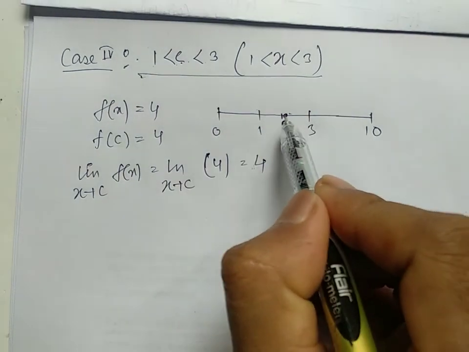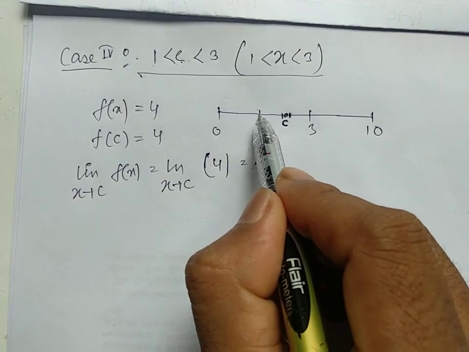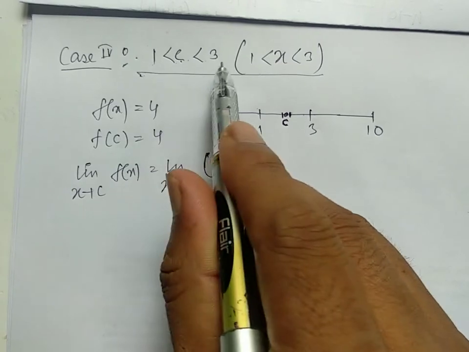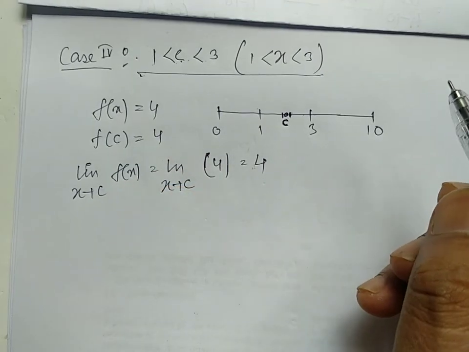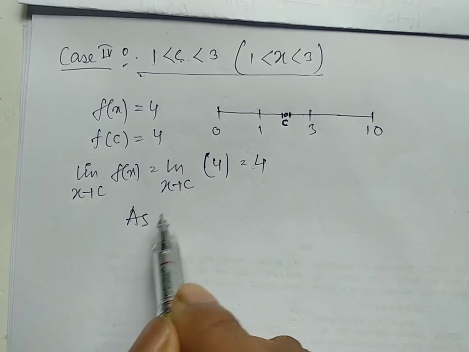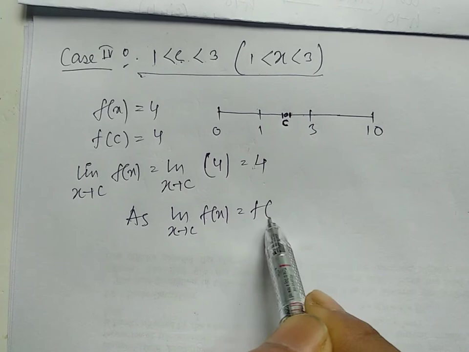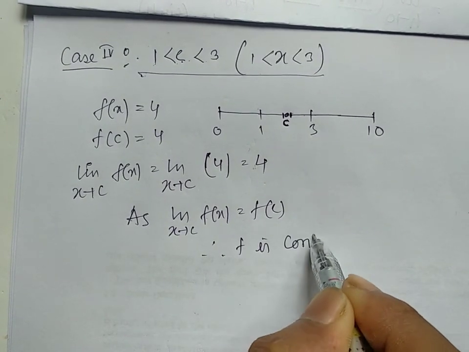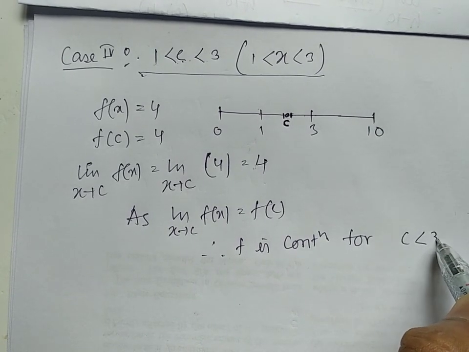If you consider the right hand limit of C, the inequality, that means the expression will lie between 1 and 3. For the left hand limit also, it will lie between 1 and 3. In both the cases, as the expression is the same, that's why we are not supposed to find the right hand as well as the left hand limit. As limit x tends to C, f of x is equal to f of C, therefore f is continuous for C lies between 1 and 3.